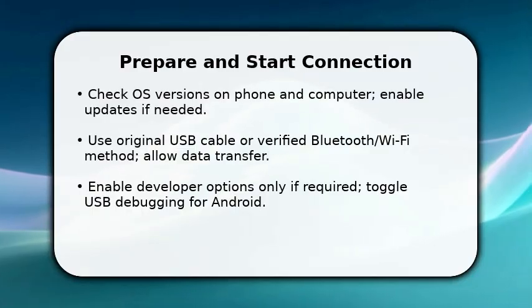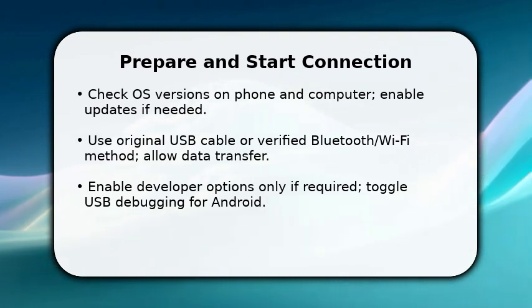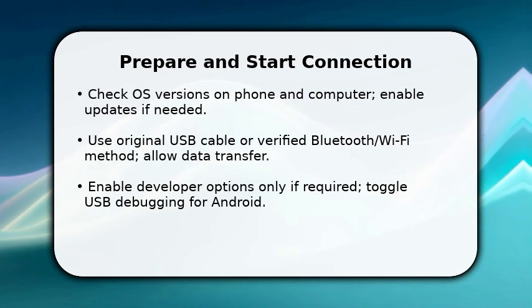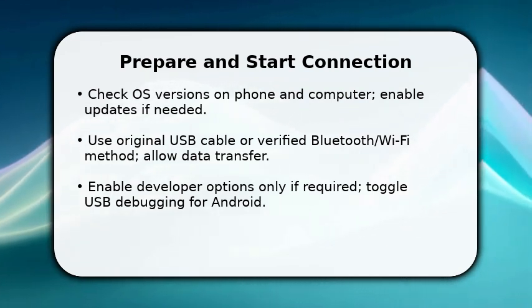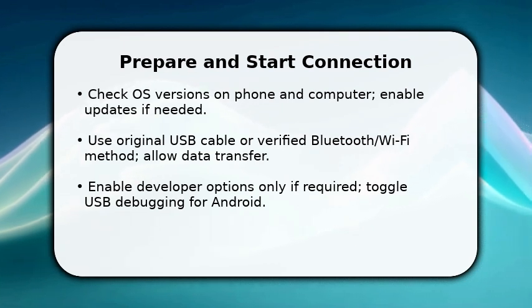You start by preparing both devices: unlock the phone, plug in with a certified cable, or enable Wi-Fi/Bluetooth tethering. Once done, allow the computer to access files when the phone prompts. This grants the drivers temporary permission.